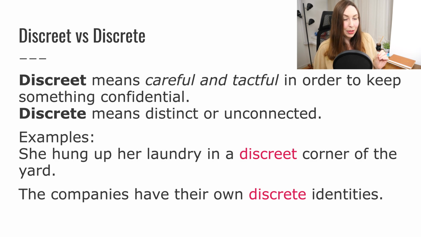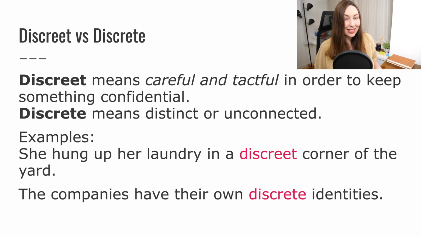The second example, the companies have their own discrete identities. Perhaps these companies are owned by one big company, but actually the companies have their own individual, separate identities, discrete identities. So independent of each other, they're not connected.